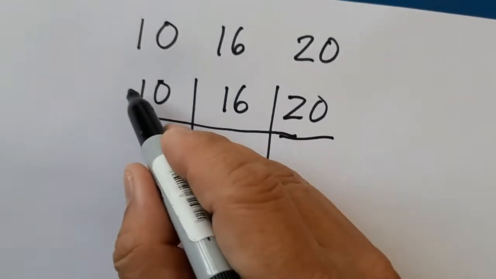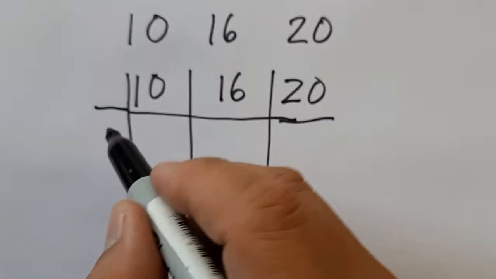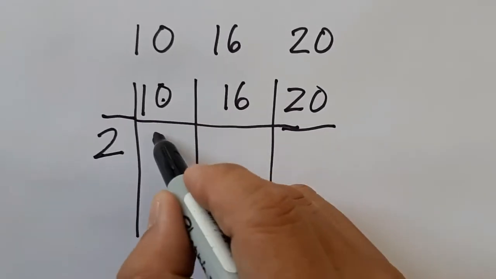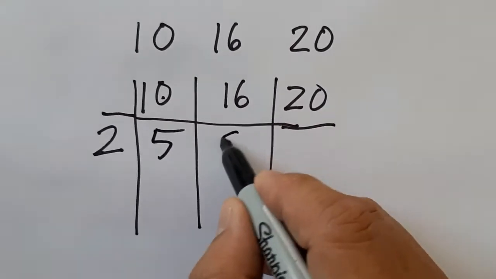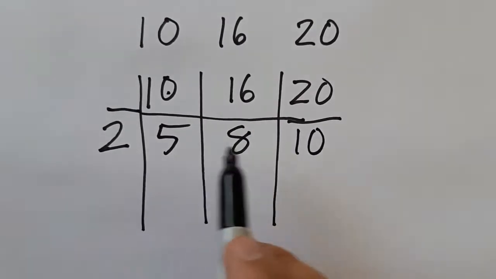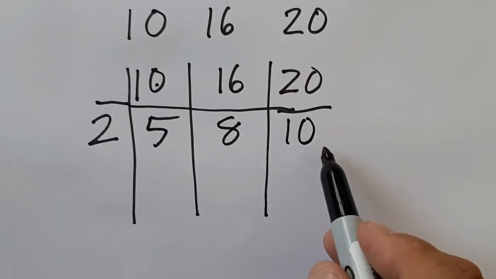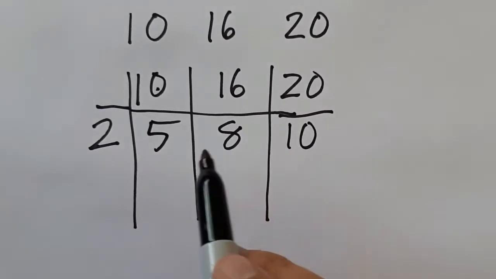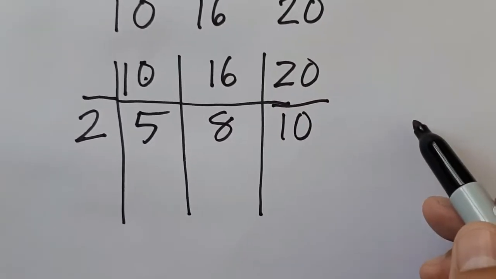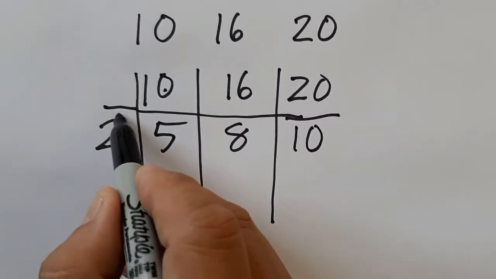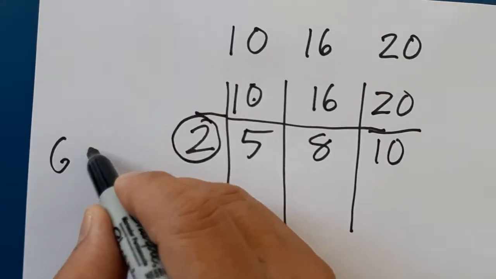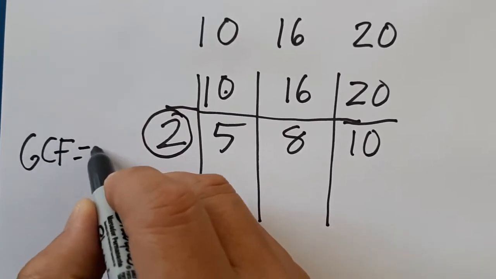I first start by taking out the divisor. It's a prime number. That's going to be 2. Now 10 divided by 2 would be 5. 16 divided by 2 would be 8. 20 divided by 2 would be 10. Notice that 5, 8, and 10 have no numbers in common. No divisor that's common except 1. If that's the case, this is now your GCF. So the GCF is automatically equal to 2.